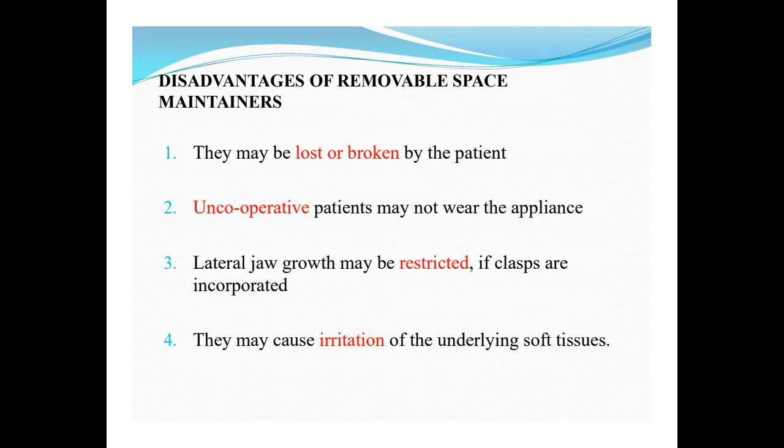What happens if the child does not follow your instructions? Sometimes, since it is removable, children do not know how to handle this appliance. They might lose it or they might break it, so you have to fabricate it again. Uncooperative patients might not listen to your instructions. They might not wear it. Since it has some wire components attached to the teeth, the lateral jaw growth might be restricted. They may cause irritation of the underlying soft tissues. So there are many disadvantages of this removable space maintainer.